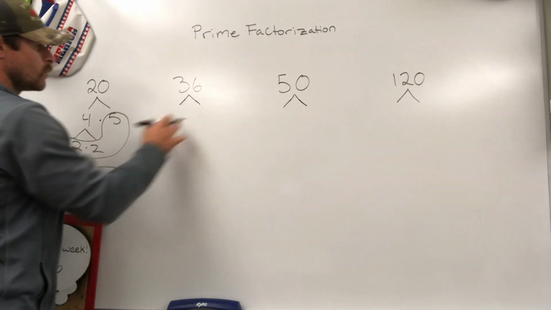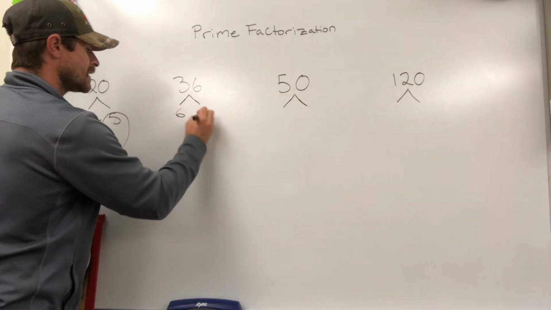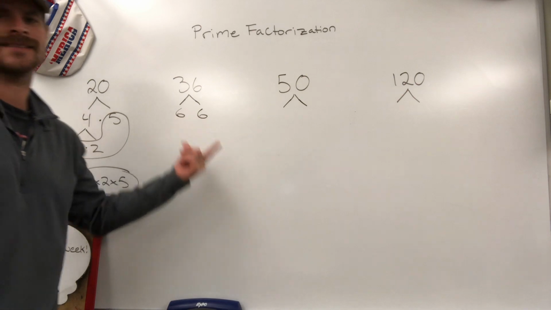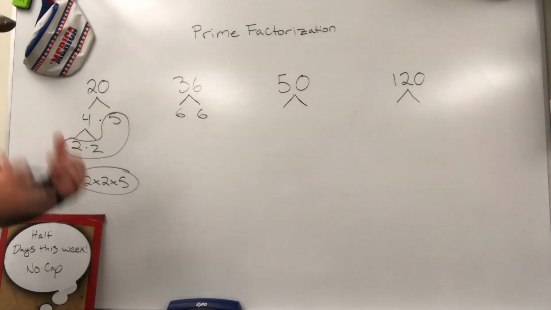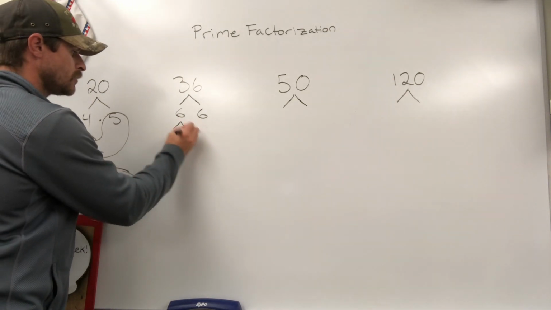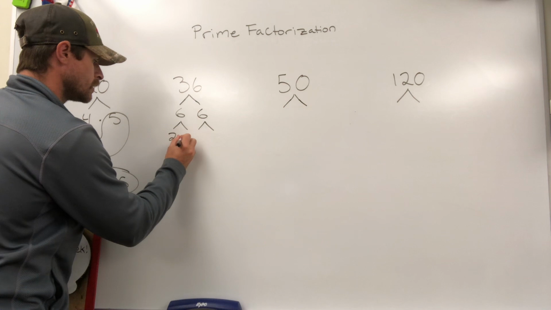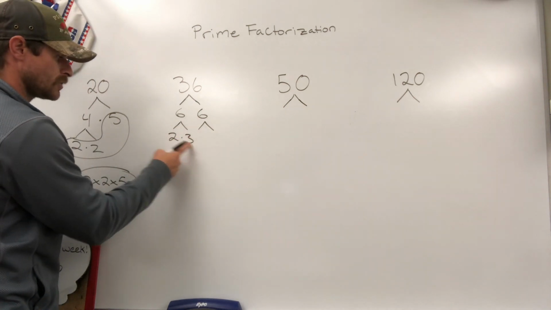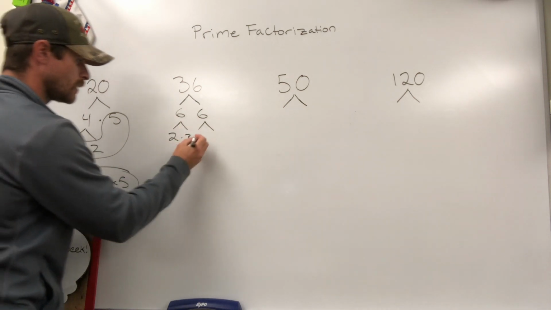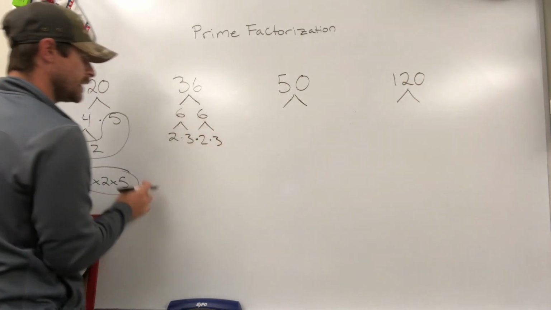Now, 36. What are 2 values that multiply together to make 36? I'm immediately thinking of 6 times a 6, but the problem with 6s is they're not prime values. So we've got to continue this tree. Some people call these factor trees. We've got to continue the tree down. So what are 2 values that make a 6? A 2 times a 3, both of which are prime values. So hey, we're down to where we need to be, times 2 times another 3.